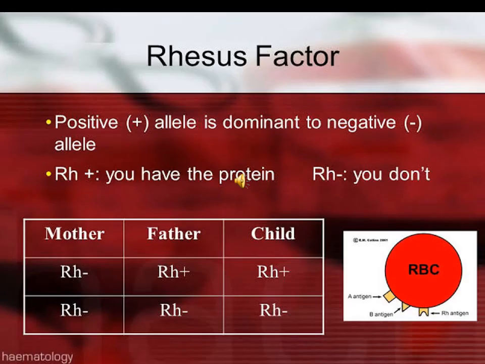RH factor, then the positive means the allele is dominant and negative means the allele is recessive. The RH plus, you have the protein; RH minus, you don't. So the mother, father, child. The mother blood group RH negative and father RH positive, so the child is RH positive. Then mother RH negative and father RH negative, the child is RH negative. That is the RH factor.